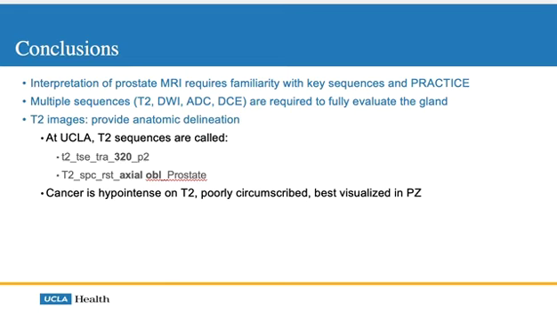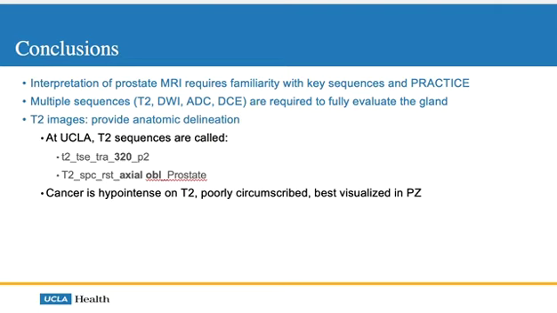So that's the end of the talk. What are our conclusions? Well, first of all, interpretation of prostate MRI requires familiarity with the key sequences, and it requires practice looking at these images. Multiple sequences are really required to fully evaluate the prostate gland. So you can't just look at the T2, you can't just look at the ADC and DWI or the contrast enhanced images. You need all of these images to fully evaluate the prostate gland.